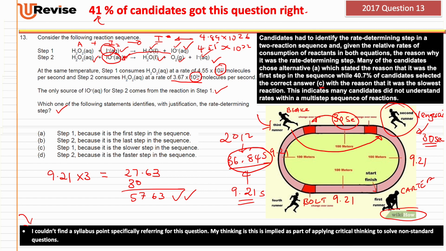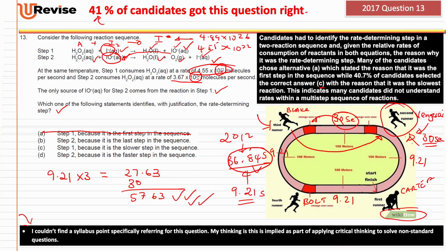It's not the fact that it's step 1 because it's the first step in the sequence. No, that's not correct. It doesn't matter if we move it to any position, as long as this rate is slow, that's the overall rate determining step. Just like I was saying, you can move me to any leg of this relay. Because I'm the slowest of this whole team, I'm going to be slowing everyone down, and my time will affect the time it takes to run the race.